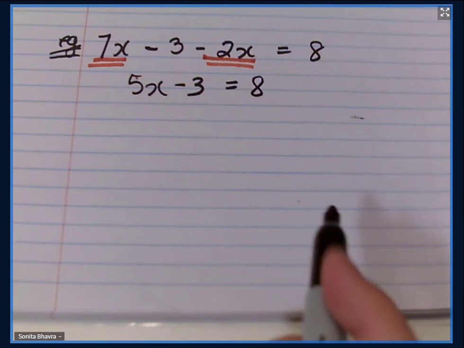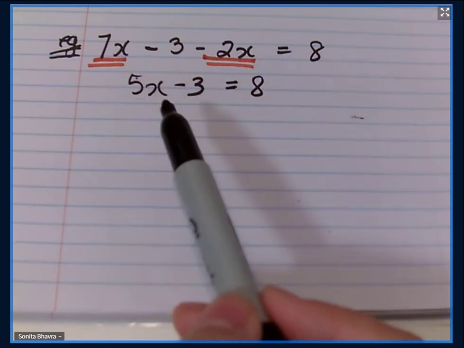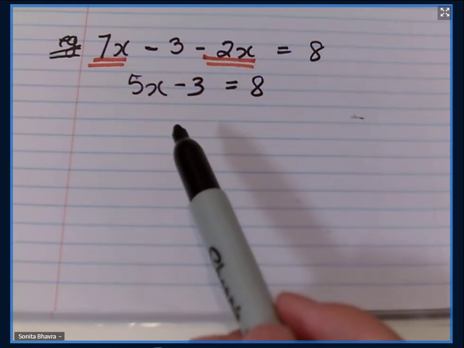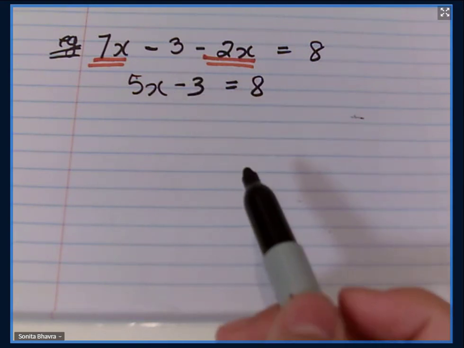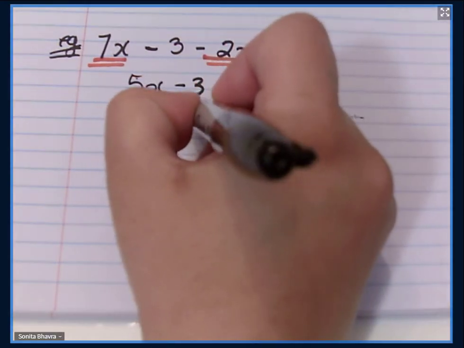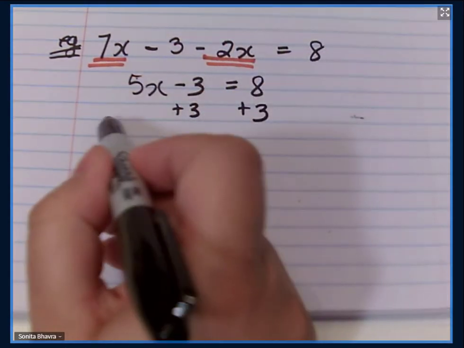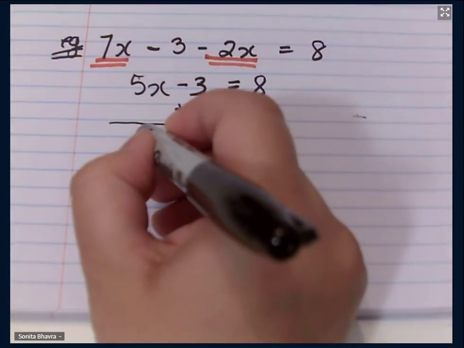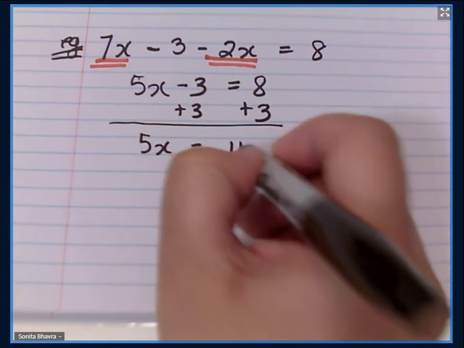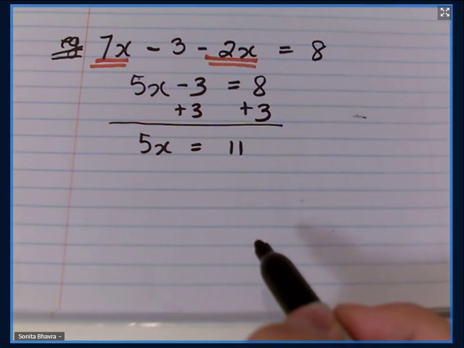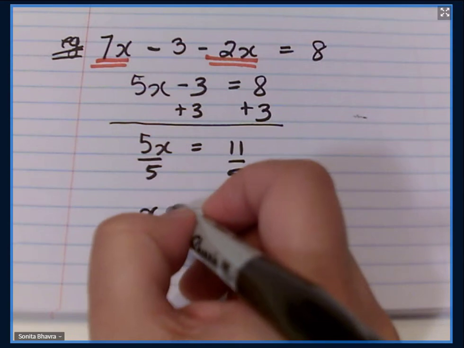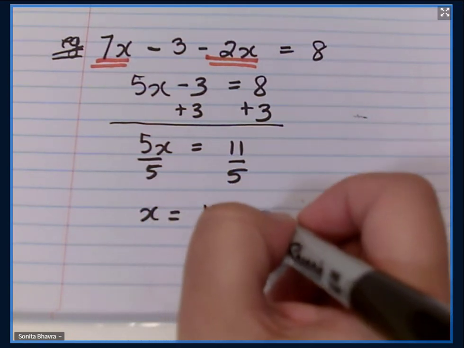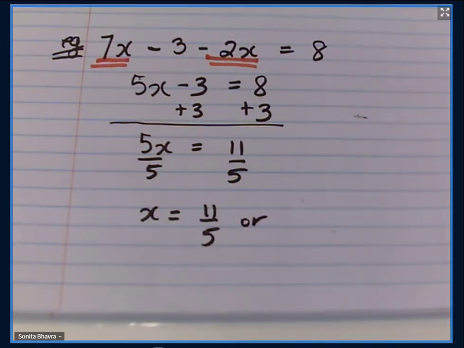All right, now there's nothing more to collect on either side, so now it's time to isolate x all by itself. So we have a negative 3 here, so the opposite of that is to add 3, but we have to remember to do it to both sides of the equation. So we end up with 5x is equal to 11. And last step, we just have to divide by 5 on both sides. So x is equal to 11 over 5. And if you put it into decimal, we get 2.2.